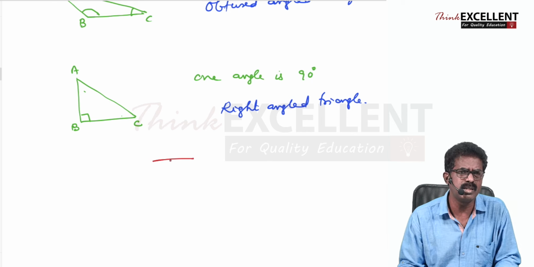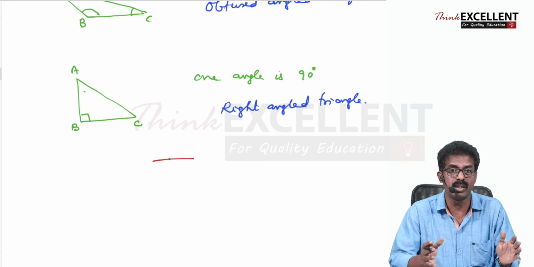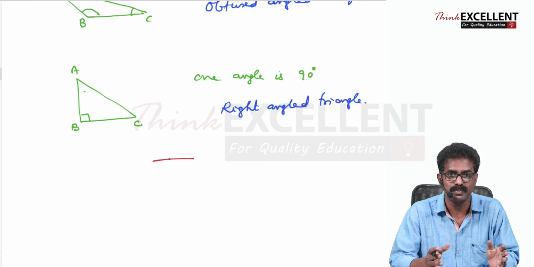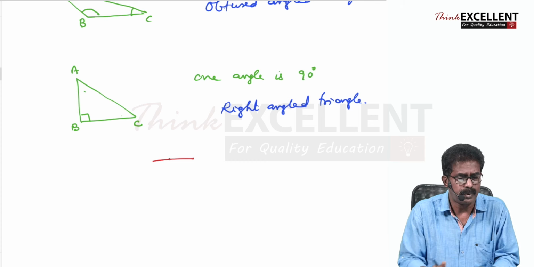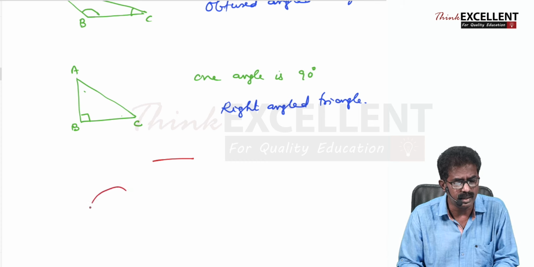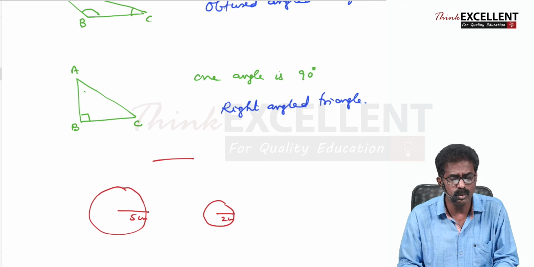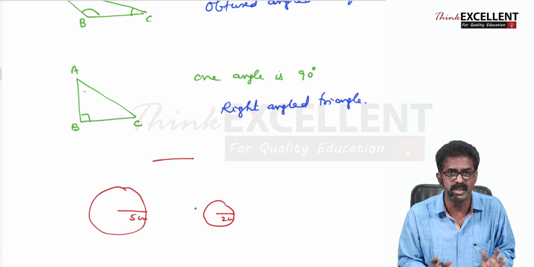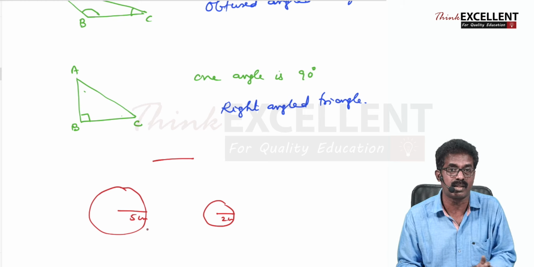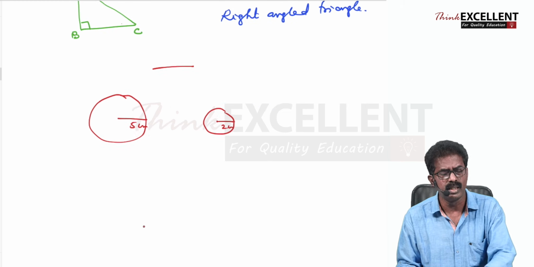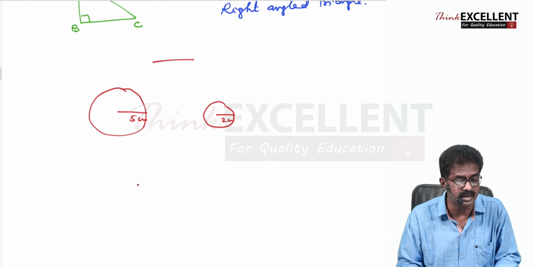Congruent triangles. What's the meaning of congruency? There are 2 things, congruent and similar. Similar means it looks like, that's all. Suppose you take a circle of radius 5 centimeter and you take another circle of radius say 2 centimeter. Both look similar, right? Both are circles only, same shape, but size different, right? So this is called similar only. They are not congruent.